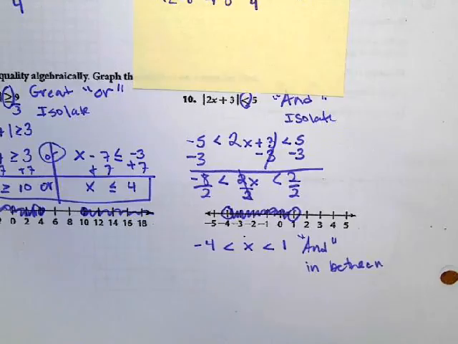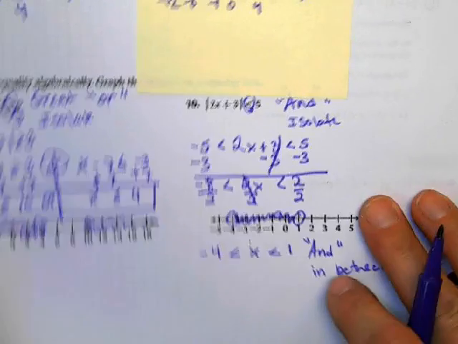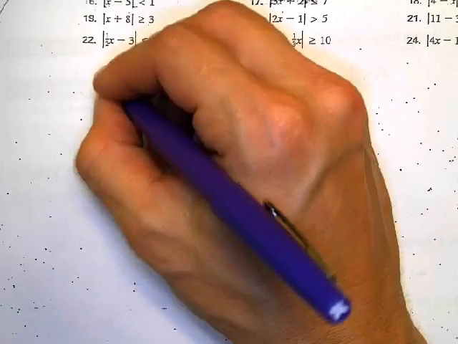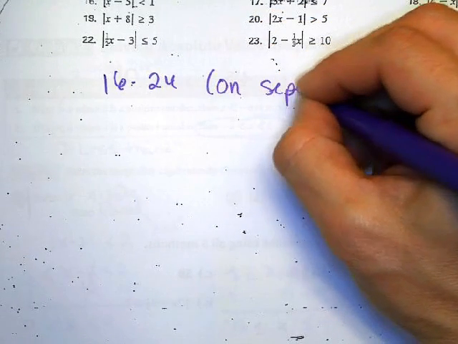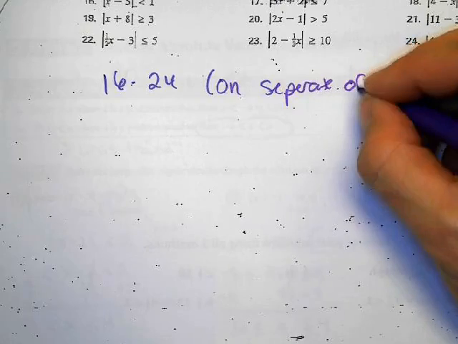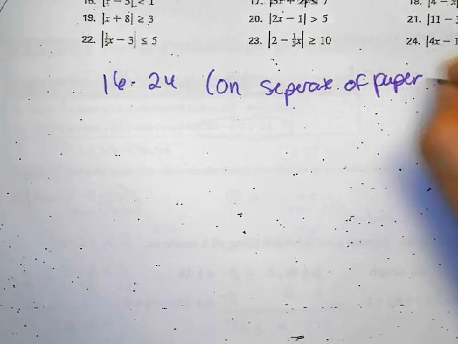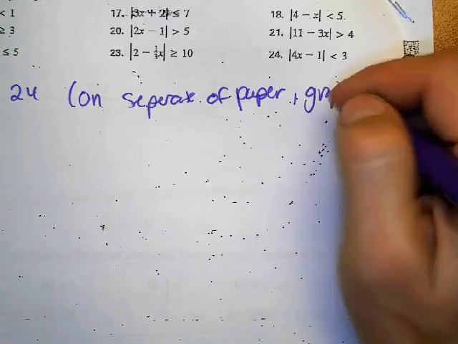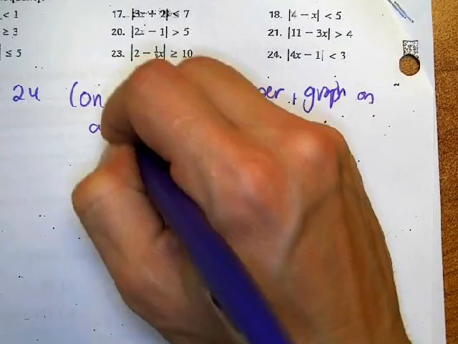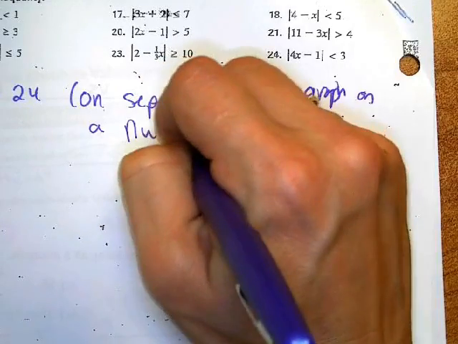Okay. Your assignment is on the very back page. On the very back page, you guys are doing 16 through 24. When you do 16 through 24, you are doing this on a separate sheet of paper, and you're going to graph on a number line. Okay?